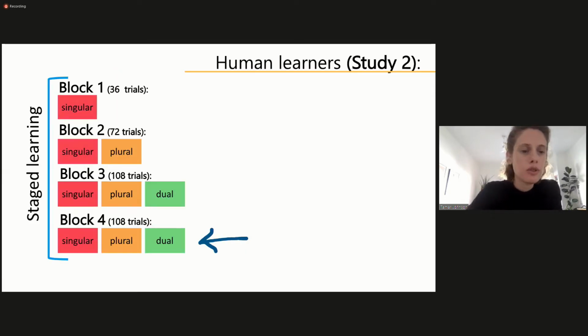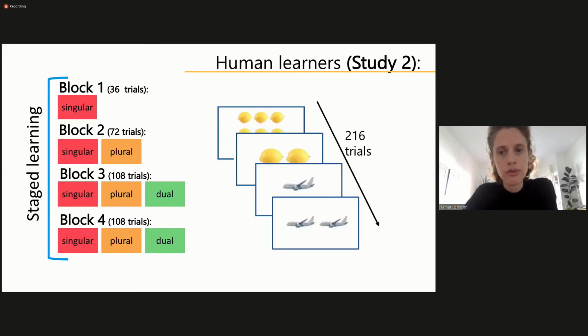And then for study 2, we added a 4th block, identical to block 3. We also designed blocks 3 and 4 so that the dual trials followed either a trial in singular or in plural of the same object.